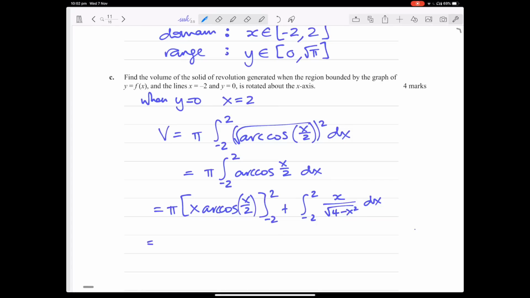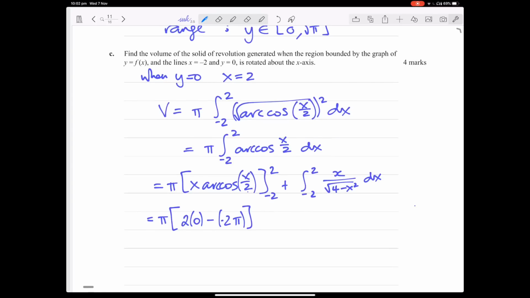Okay, so if we sub that in, we're going to get pi. When I sub 2 in, cos inverse of 1 is 0, so I get 2 times 0, minus when I sub -2, cos inverse of -1 is pi. So that's going to be -2 times pi. So this is going to be 0, 2 pi squared.